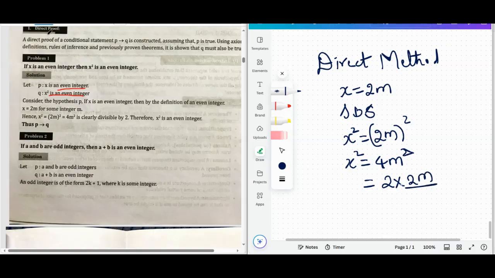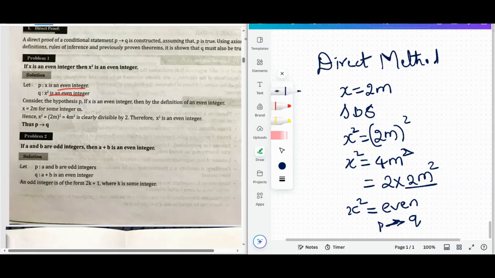So it is again a multiple of 2, no? Where x square is equal to 4m square. It is a multiple of 2, therefore x square is even. X square is an even integer. Where p implies q is true. P implies q is true is called the direct method.